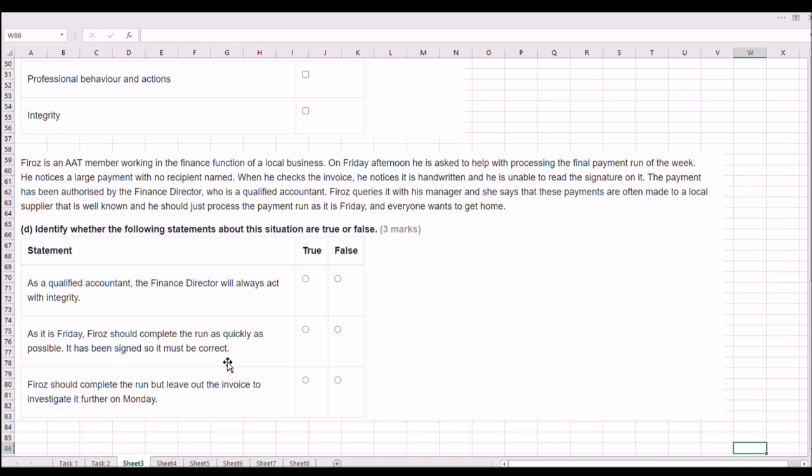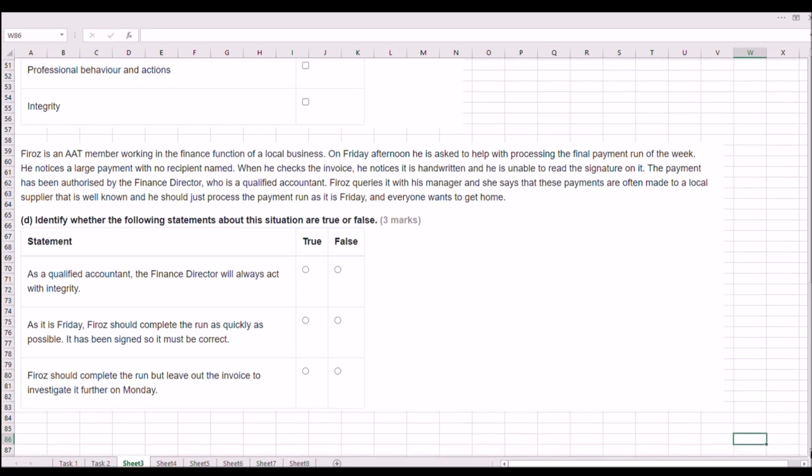Firoz is doing one thing, the manager's doing the other, the finance director's doing the other. If Firoz just follows exactly what the manager says, there's no segregation of duties in here. Be courteous, but he should just go and stick it. Firoz should complete the run, but leave out the invoice to investigate it further on Monday. Yes, that would be the right thing to do, really. Complete the run, because you can't hold up everything, but leave that one out until somebody agrees it.